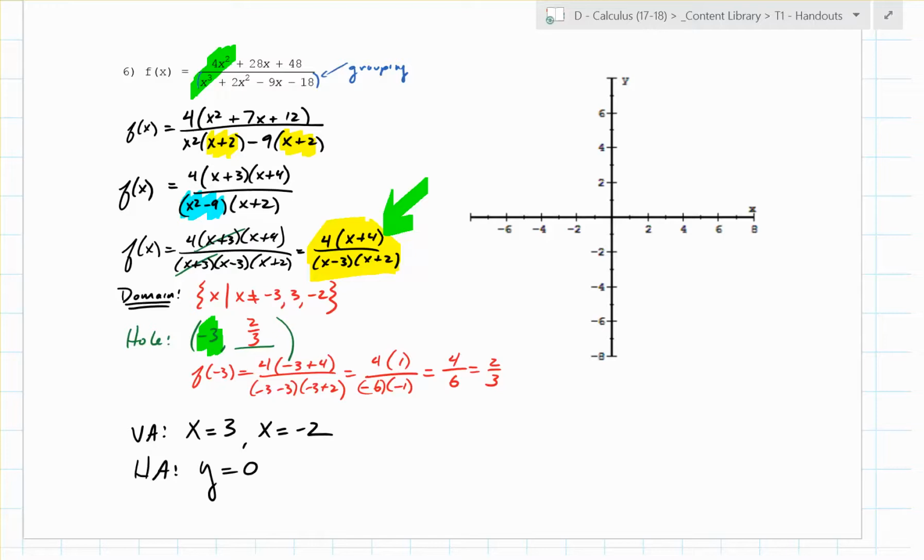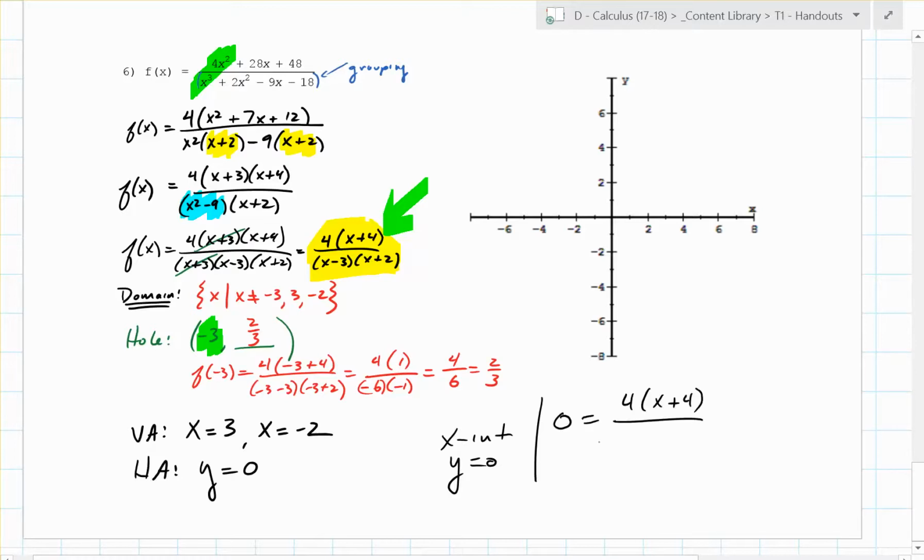What do we have here? Oh, we haven't done the intercepts. Thank you. The x-intercepts are when what? y equals 0. So that's when 0 equals 4 times x plus 4 over x minus 3 times x plus 2. What's the only way to make a fraction equal 0?